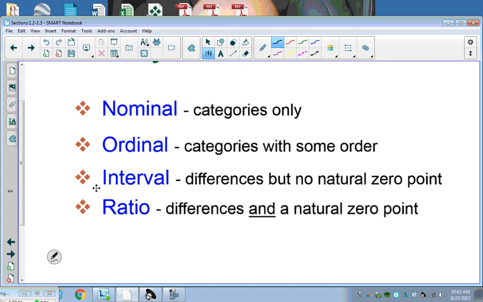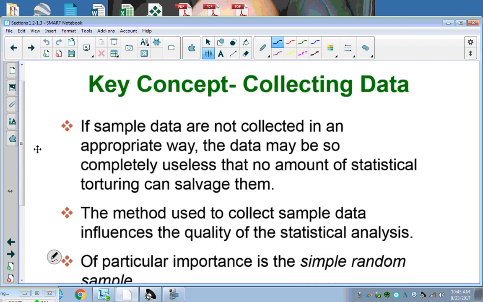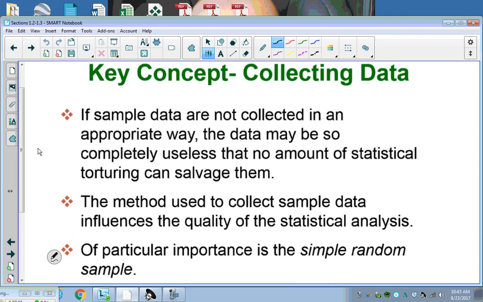Nominal: categories only. Ordinal: categories with some order. Interval: no natural 0 point, but ratio does have that natural 0 point. That's the difference between the levels of measurement. Okay, collecting data.